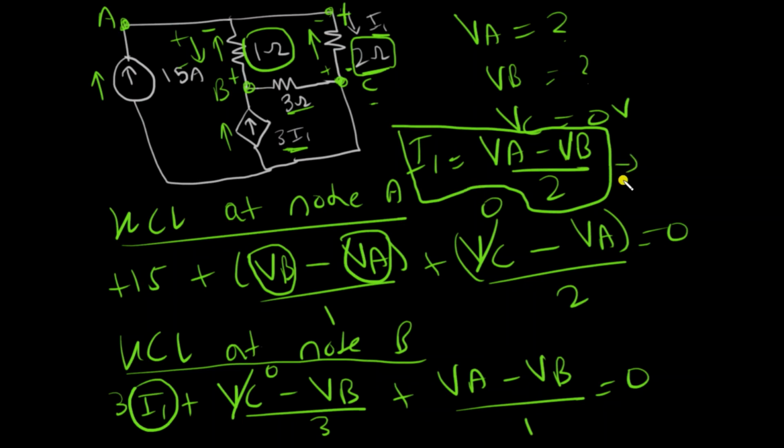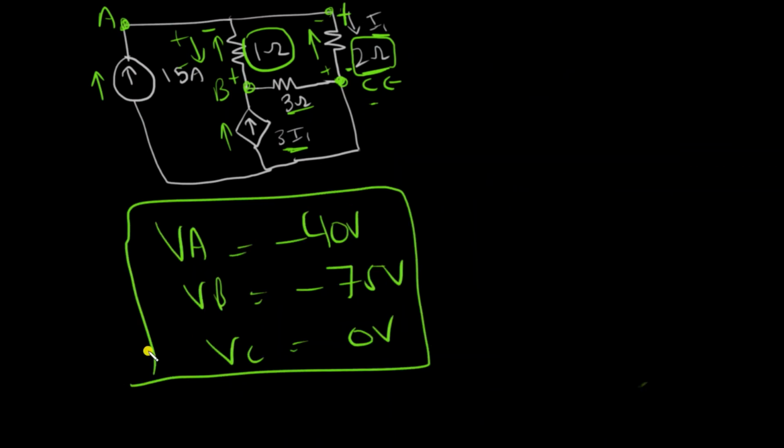And now if you plug it into this equation here, I'm sorry, I just made a mistake. This is VC, because this is clearly node C. I just made a typo, but that means VA minus VC divided by 2. So now I have two equations and two unknowns, VA and VB, and now I can just use simultaneous equations to solve these. Solving those simultaneous equations, the answer comes out as VA is minus 40 volts, VB is minus 75 volts, and VC is 0 volts.